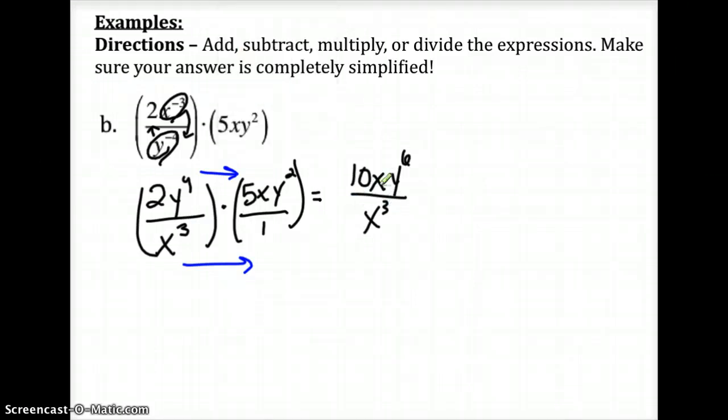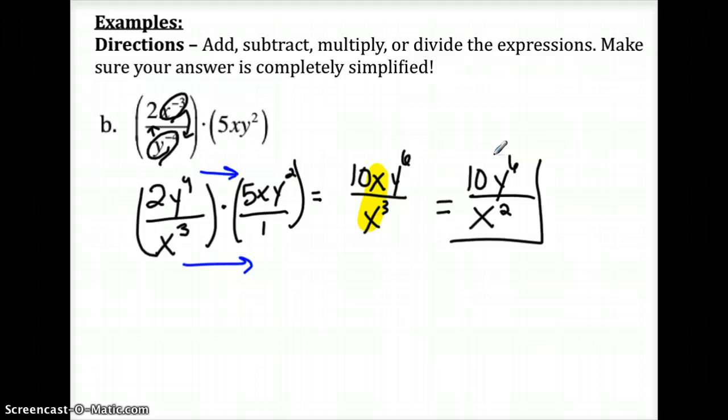Now, like we just talked about, don't stop here. You have a double variable. Okay, we got x that's repeated. So 1x on top, 3 on the bottom. So when I cancel one of them, I will have 2 left on the bottom. So there would be my simplified answer.